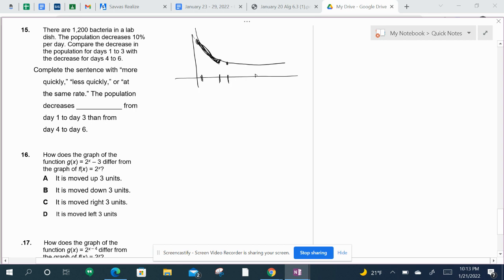Whereas days 4 to 6, not quite as much. The slope is steeper in the first part than it is in the second part. So the population decreases more quickly from day 1 to 3 than it does from 4 to 7. Now it's the same rate the whole time, but because the numbers are less, we are decreasing fewer numbers.